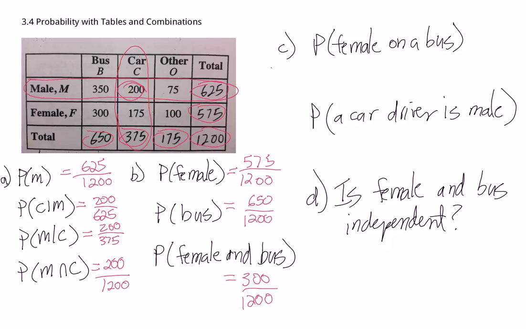Letter C is asking, how many females do we have that are already on a bus? Out of just the bus kids, we're looking for the females. So that'd be 300 out of the bus kids, which are 650.